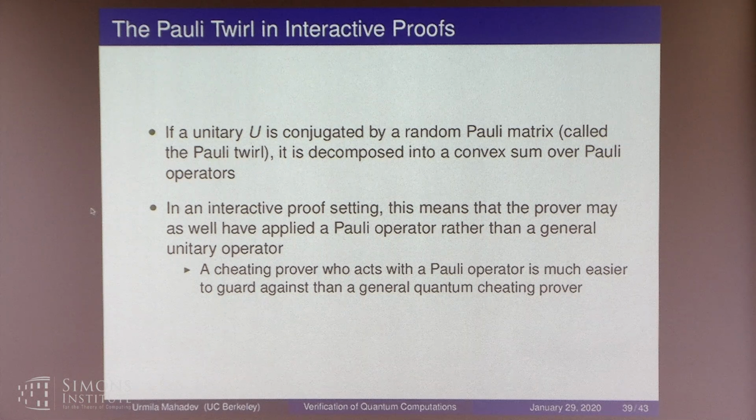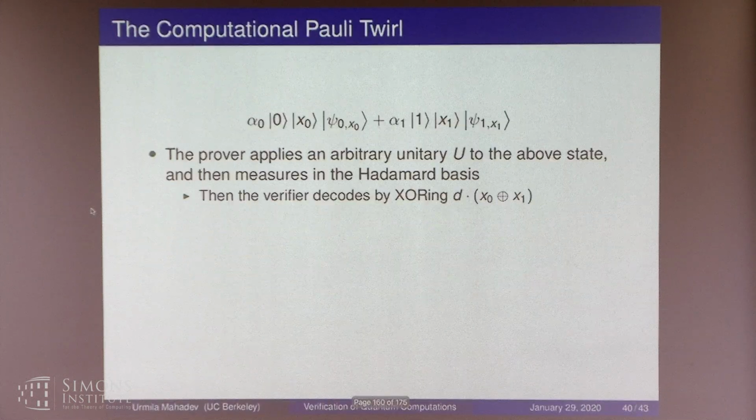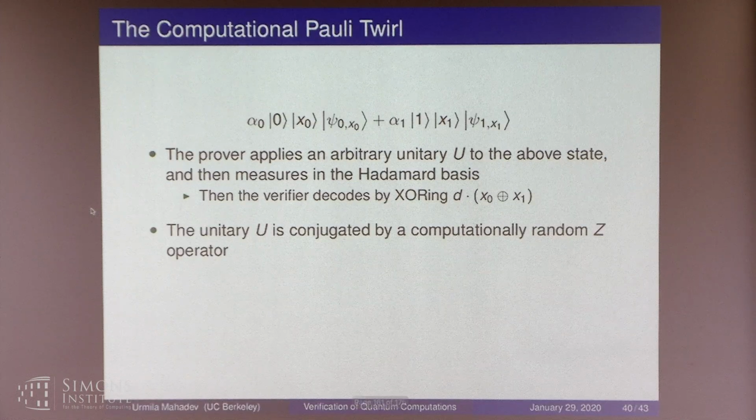And here, I'll use it for something similar, but it's slightly weaker. Now, in this setting, there is randomness present in the state. But it's not as powerful as the Pauli twirl because it's not information theoretic randomness, and it doesn't constitute a full Pauli operator. What happens is that the unitary U that the prover applies to this state is conjugated by a computationally random Z operator.